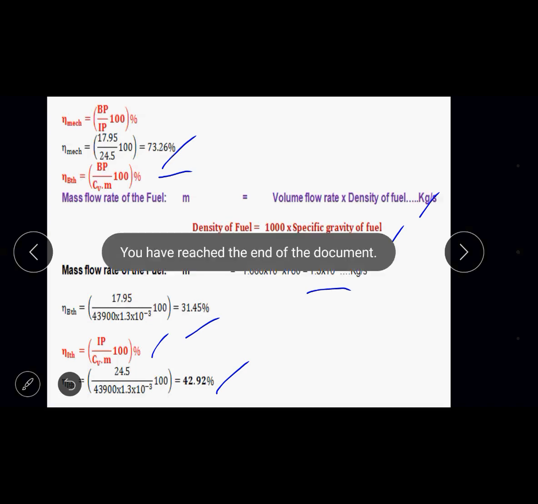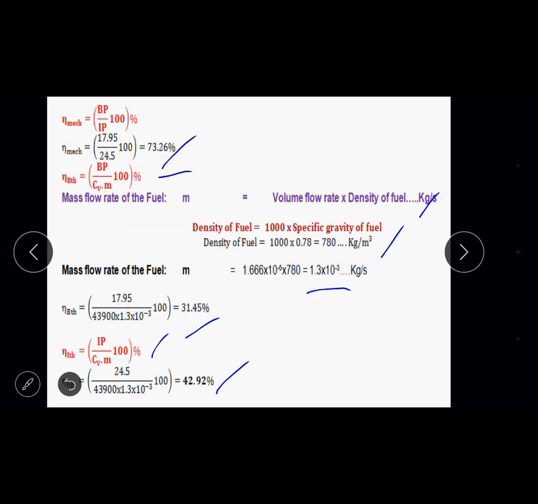So you will get the indicated thermal efficiency as 42.92%. Okay, I have reached the last slide of the presentation. So this completes the numericals on IC engine. Out of 10 numericals, I have selected 5 numericals. If you learn these 5 numericals, the other 5 you can easily solve by yourself.